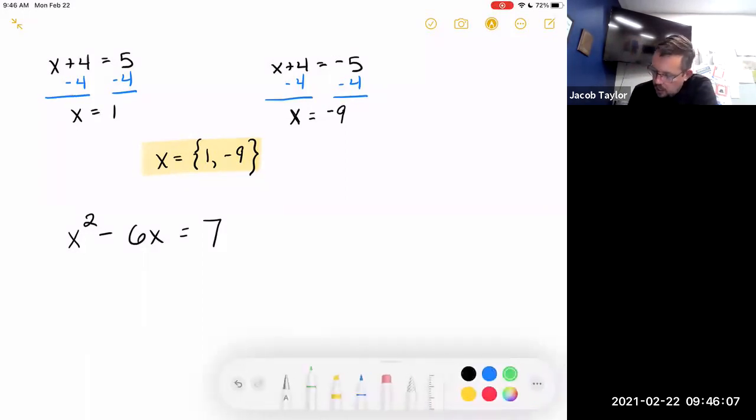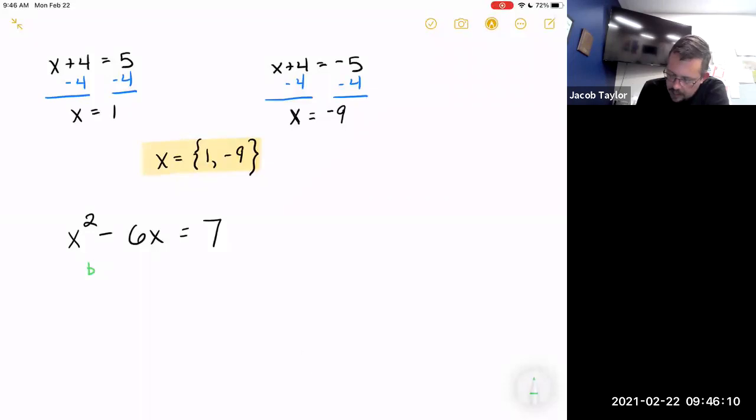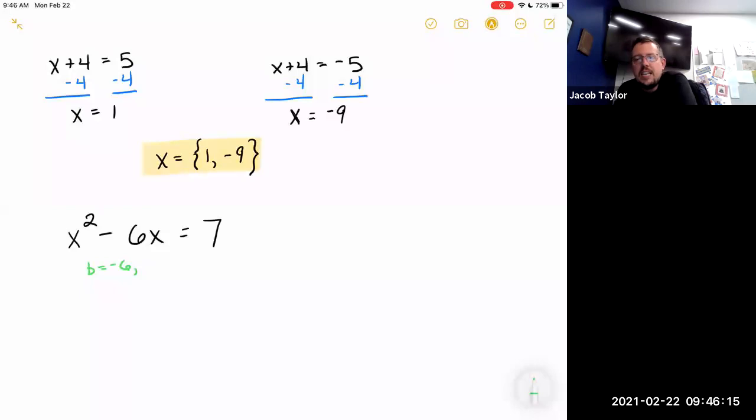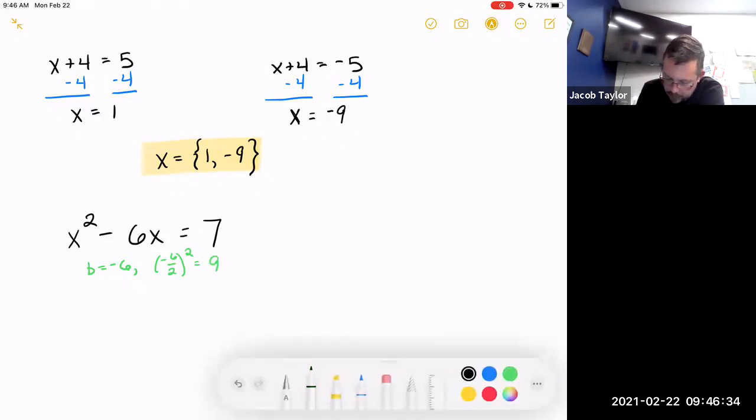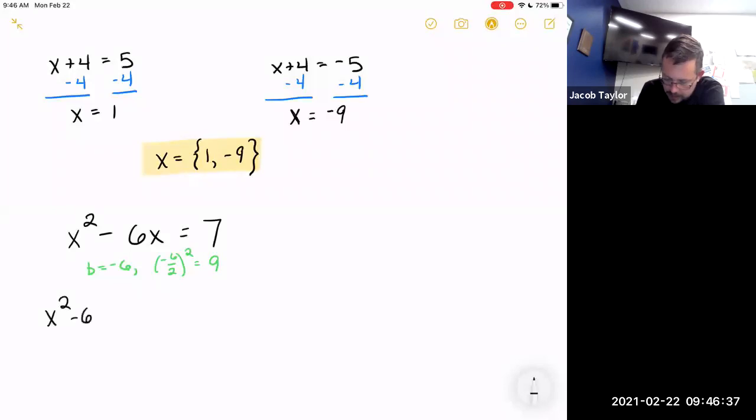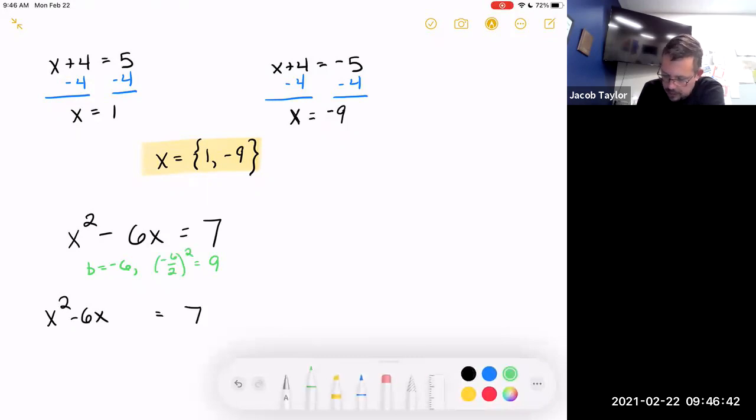So the b in this problem is negative 6. So to figure out the c value, b divided by 2. So negative 6 divided by 2 squared. Negative 6 divided by 2 is negative 3, and negative 3 squared is 9. So we need to add 9 to both sides. So we will have x squared minus 6x equals 7, and we're now going to do plus 9 on both sides.